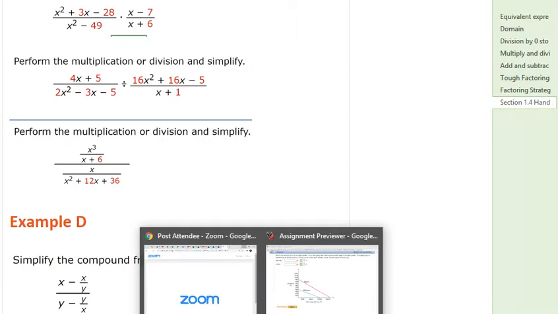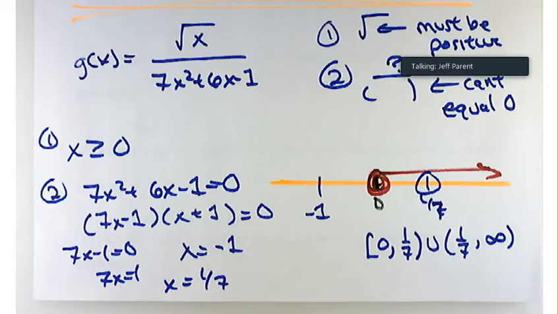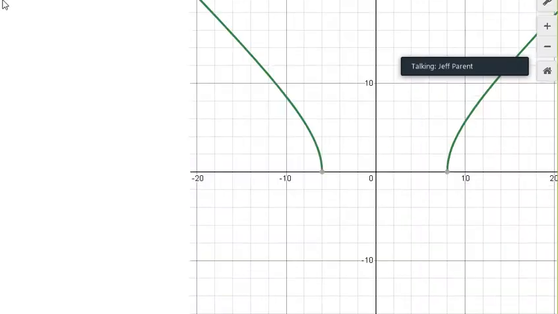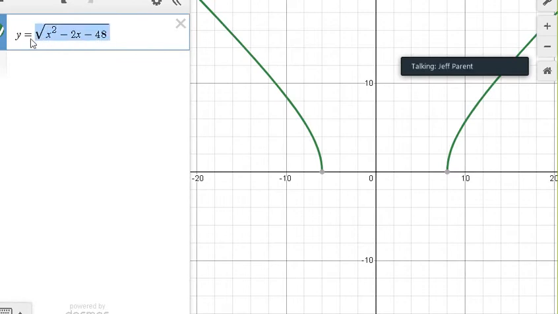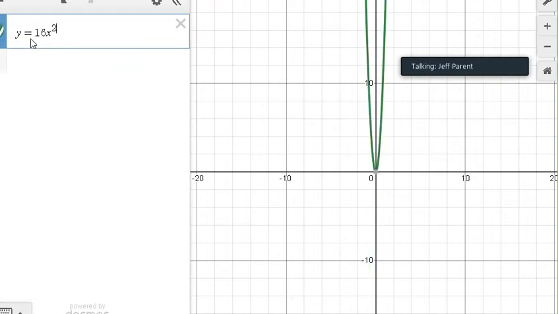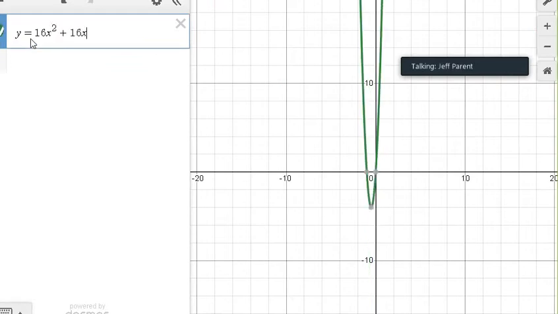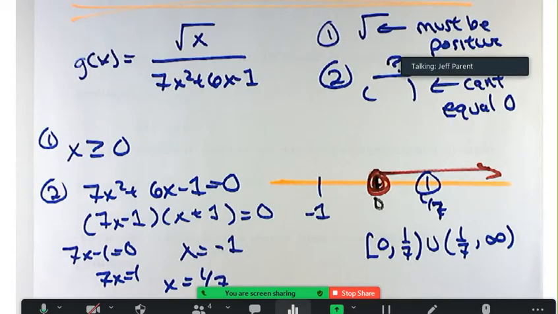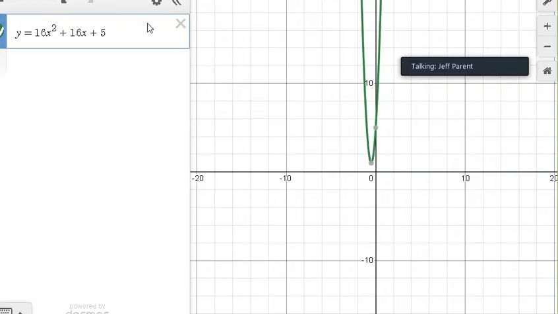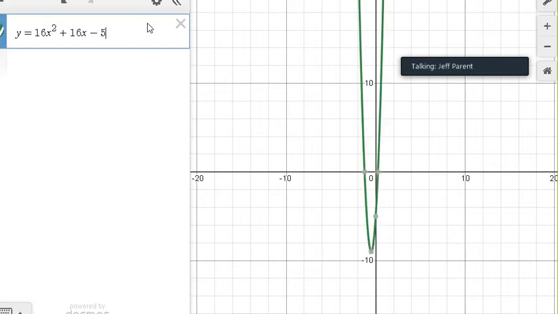So 16x squared plus 16x minus 5. What I'm going to do is graph that parabola. So let's graph it in Desmos, of course, because Desmos is going to make this a lot easier. So y equals 16x squared plus 16x, what was it, plus 5? Was it plus 5 or minus 5? It has to be something I've got wrong in there. Minus 5. There we go. So minus 5. And it helps if I can type.